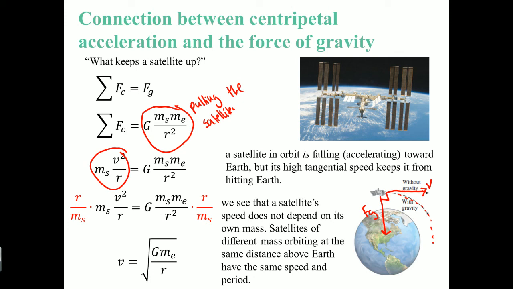We see that a satellite's speed does not depend on its own mass. Satellites of different masses orbiting the same distance, which is the same r, above Earth, will have the same speed, and as a result, will have the same period. Why? V equals 2 pi r over T.